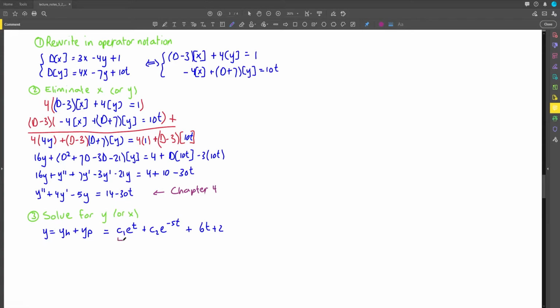So this part of my general solution for y is the solution to the homogeneous equation, where you set the right hand side equal to 0 and you use the auxiliary equation. And then this second part, that's the particular solution. And again, I strongly encourage you to pause the video and check this for yourself.